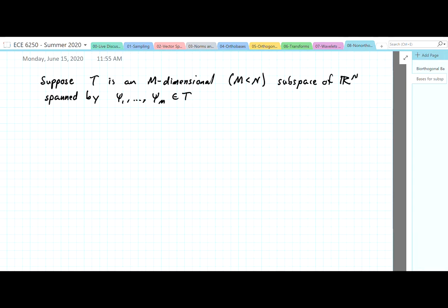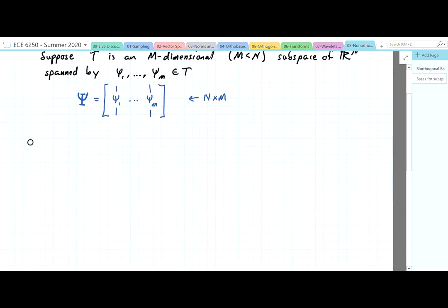Now we'll have our capital psi matrix equal to the matrix made up of the column vectors here. So the problem is, this is n by m, n rows and m columns. It's not square and it's not invertible. But since the columns are linearly independent, it does have a left inverse. So let's see how we would deal with this.